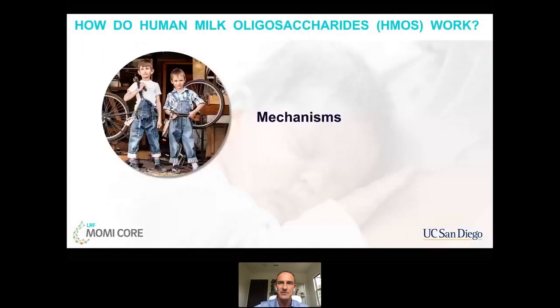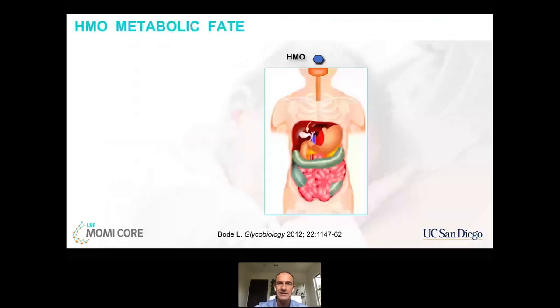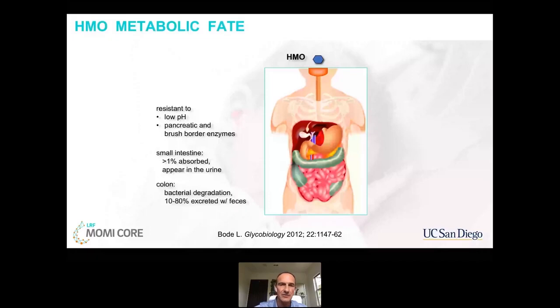Now, that's all great. Those are all very ambitious goals and projects, but how does this actually work on a mechanistic level, and what does that have to do with microbes? First, before we get into that, it's very important to know that oligosaccharides are very resistant to the low pH in the gut. They do not get broken down by pancreatic and Bode enzymes. About 1% is absorbed and makes it intact into the systemic circulation, and the rest is degraded in the colon by bacteria or is excreted intact with the feces.